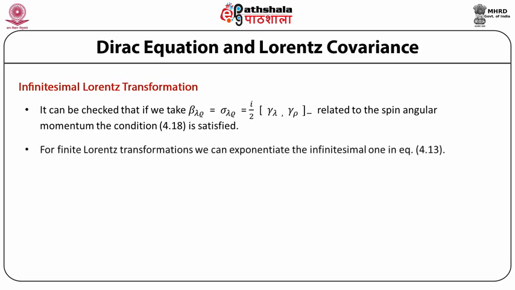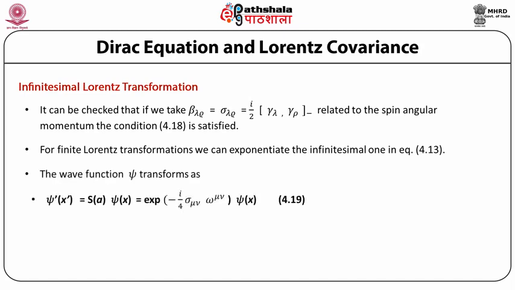For finite Lorentz transformation, we can exponentiate the infinitesimal one in equation 4.13. The wave function transforms as psi prime(x prime) is equal to S(A) into psi(x), which is equal to exponential of minus i by 4 sigma mu nu omega mu nu operating on psi(x). Psi(x), whose components mix among themselves, are called spinors and are in addition to scalars, vectors, and tensors studied earlier. Spinors satisfy equation 4.9 and need not be solutions of the Dirac equation.